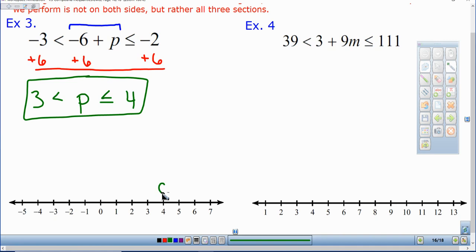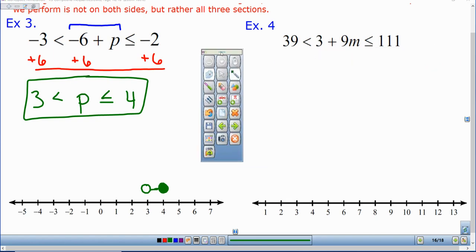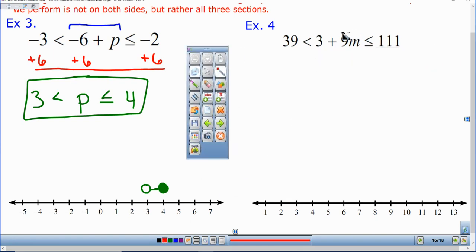And you're going from 4 down to 3. You're going to fill in the 4. And you want the numbers less than 4, which is this way. And you want the numbers greater than 3, which is this way. And that is the entire graph. Let's look at the next one. We still have the variable in the center section. I'm going to need to subtract 3 first.